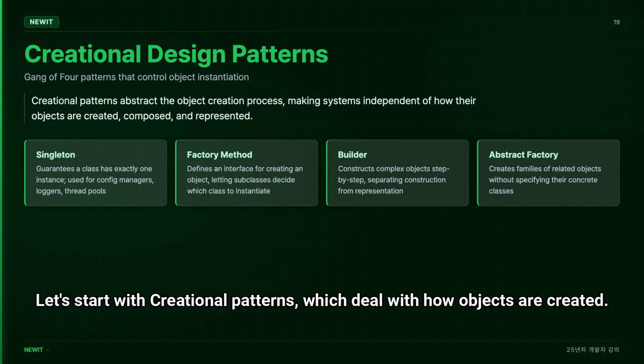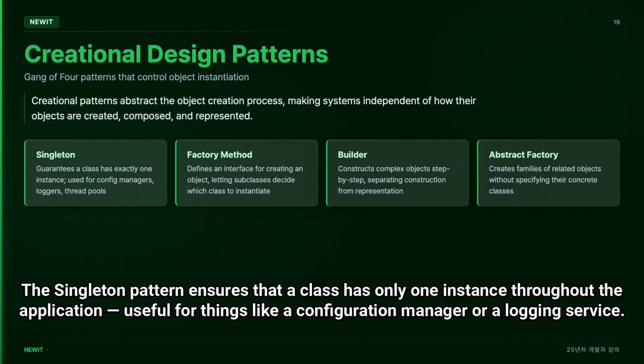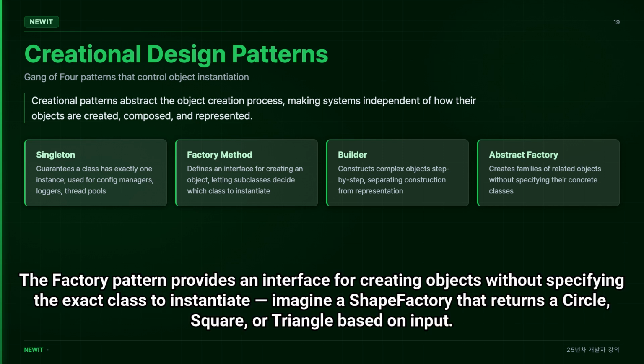Let's start with creational patterns, which deal with how objects are created. The singleton pattern ensures that a class has only one instance throughout the application, useful for things like a configuration manager or a logging service. The factory pattern provides an interface for creating objects without specifying the exact class to instantiate. Imagine a shape factory that returns a circle, square, or triangle based on input.